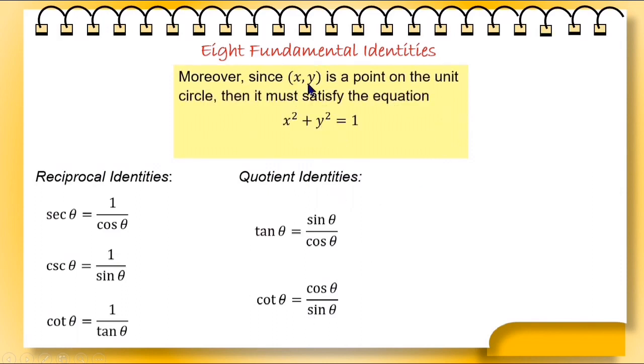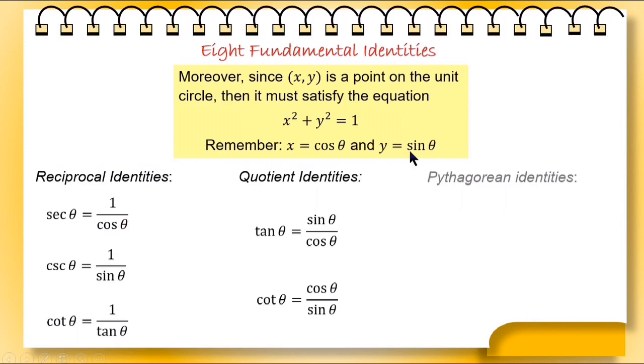Moreover, since (x, y) is a point on the unit circle, then it must satisfy the equation x squared plus y squared equals 1. Note that x is cosine and y is sine. Therefore, replace x and y with cosine and sine respectively. Thus, we have cosine squared theta plus sine squared theta is equal to 1.